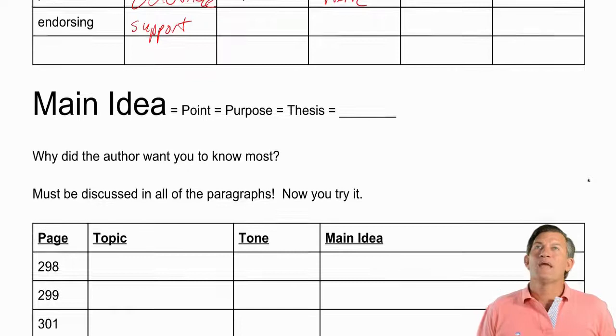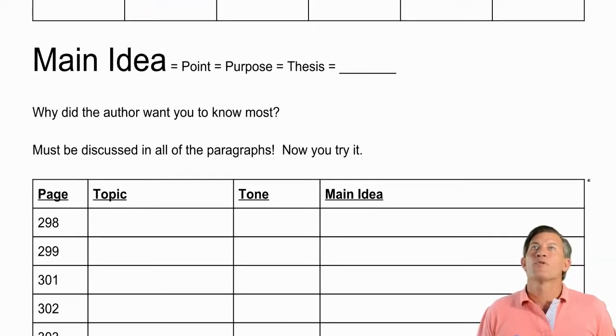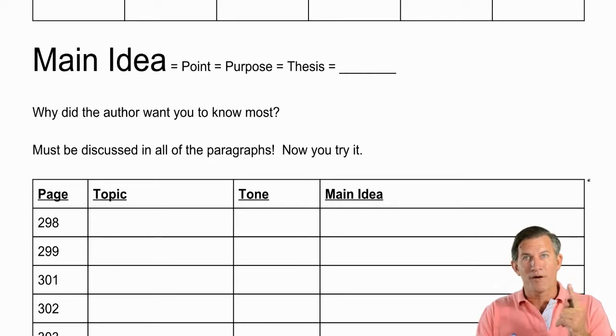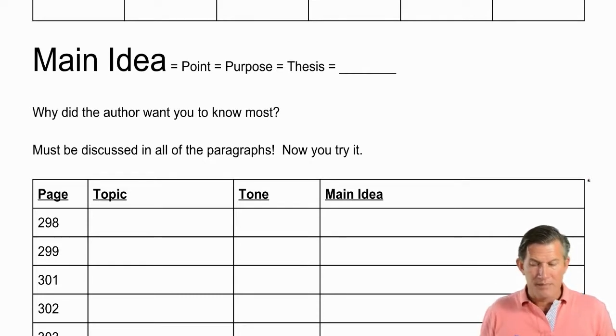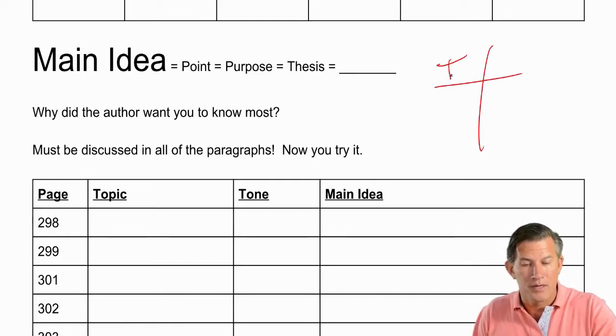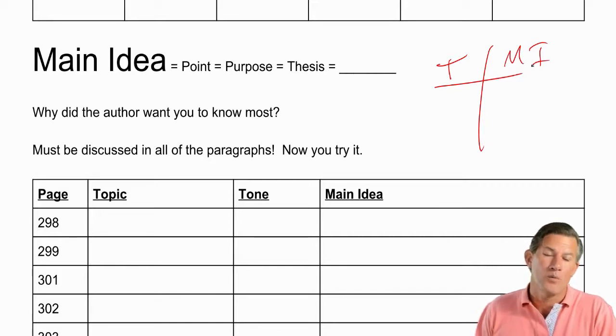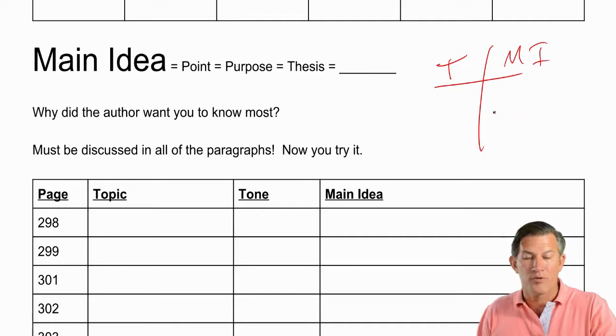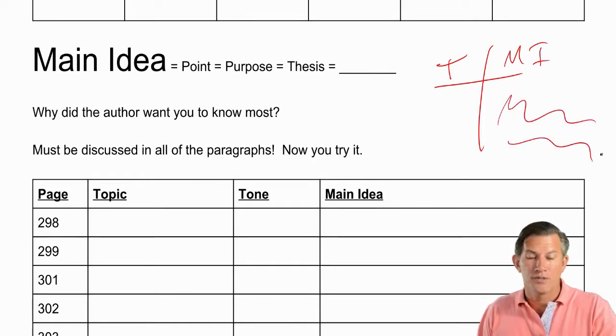Okay, so the main idea is the main point, the purpose, or the thesis, okay? What did the author want you to know most? The main idea must be discussed in all the paragraphs. It can't be just discussed in one paragraph or at the beginning, okay? So when you do your general, the T is the topic, that's what it's about, and then the MI is what were they saying about it? What were they saying about shells, or what were they saying about Florence Nightingale? That sentence would go here. So the topic goes here, and something about the topic here.